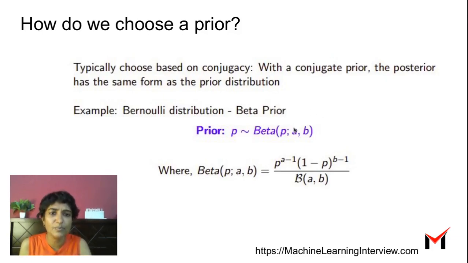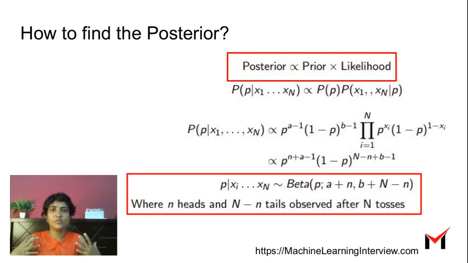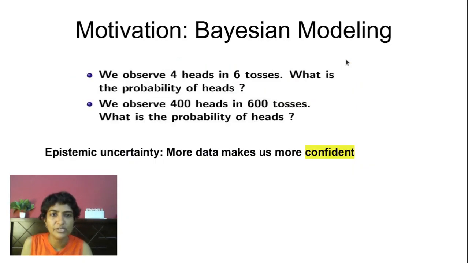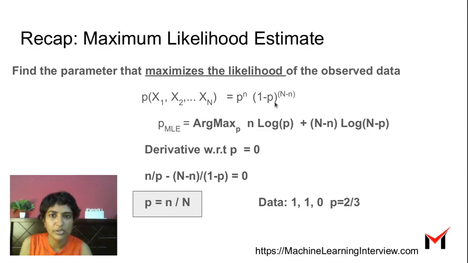So I can put my bets on heads and tails with this a and b parameter, and this is my prior distribution. Now, once I observe some data, I want to compute the posterior distribution. How do I do this? I multiply the prior with the likelihood. The likelihood was what we computed earlier. The likelihood is just p^n (1 minus p)^(N minus n) for N coin tosses.